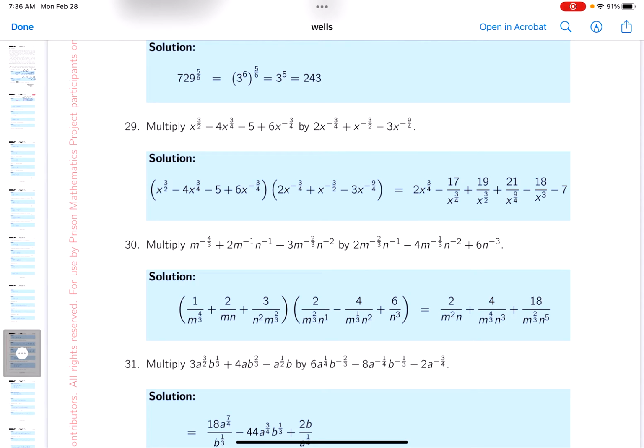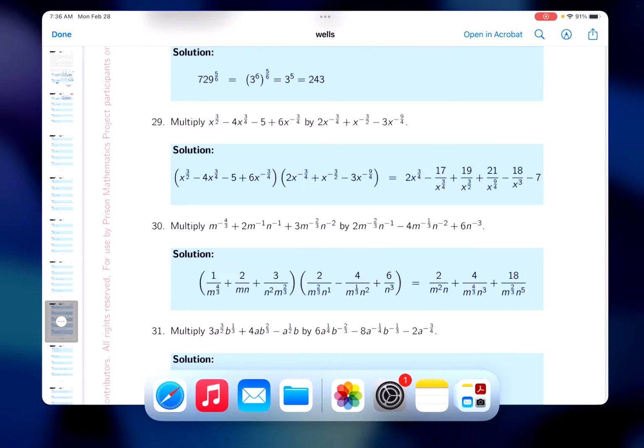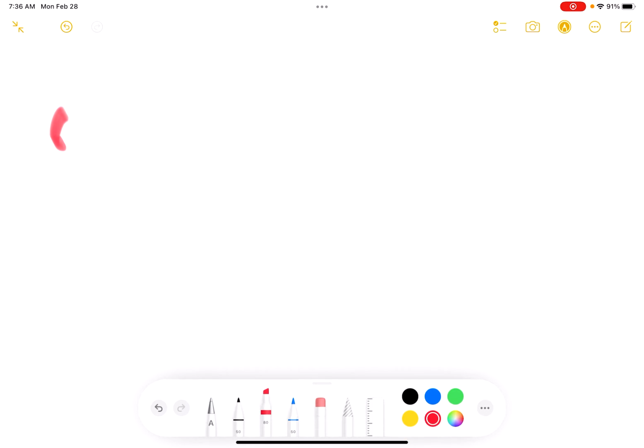Okay, for number 29, I'm going to go to the whiteboard to do it. So let me go to the whiteboard, and let's see what we got here. Certainly, I'm going to write it down.